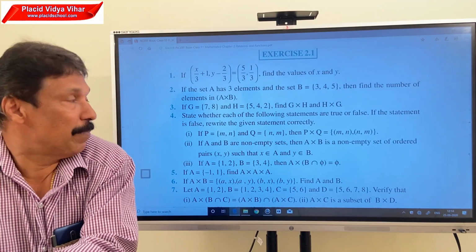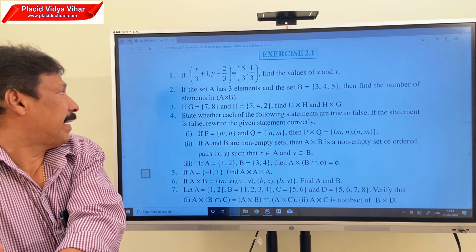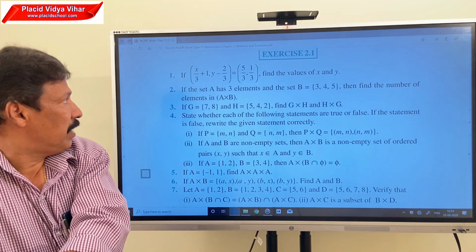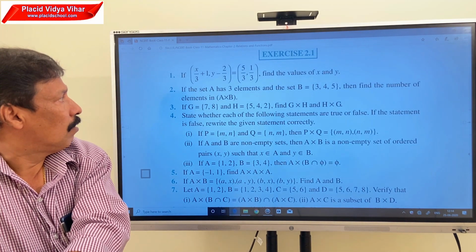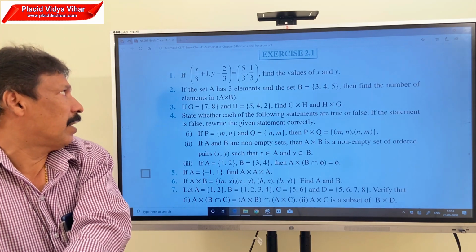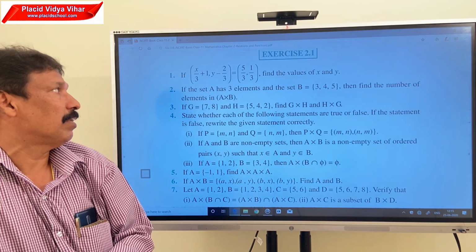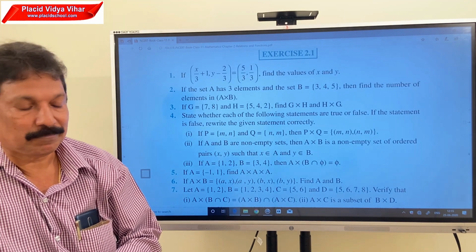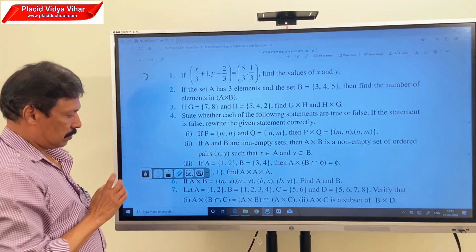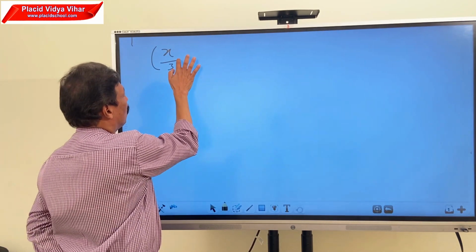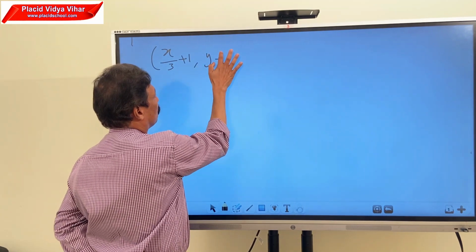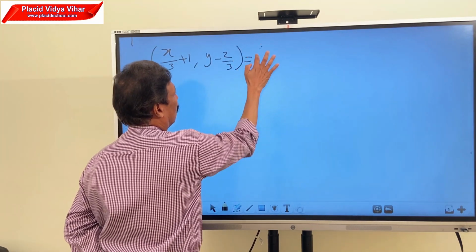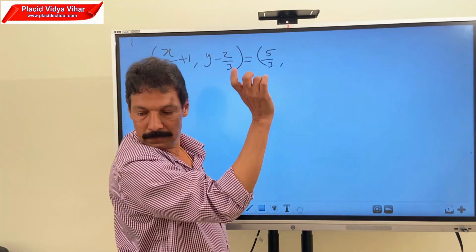Our first problem is: if the ordered pair (x/3 + 1, y - 2/3) equals the ordered pair (5/3, 1/3), find the values of x and y. Here we can equate x/3 + 1 and y - 2/3 to 5/3 and 1/3.